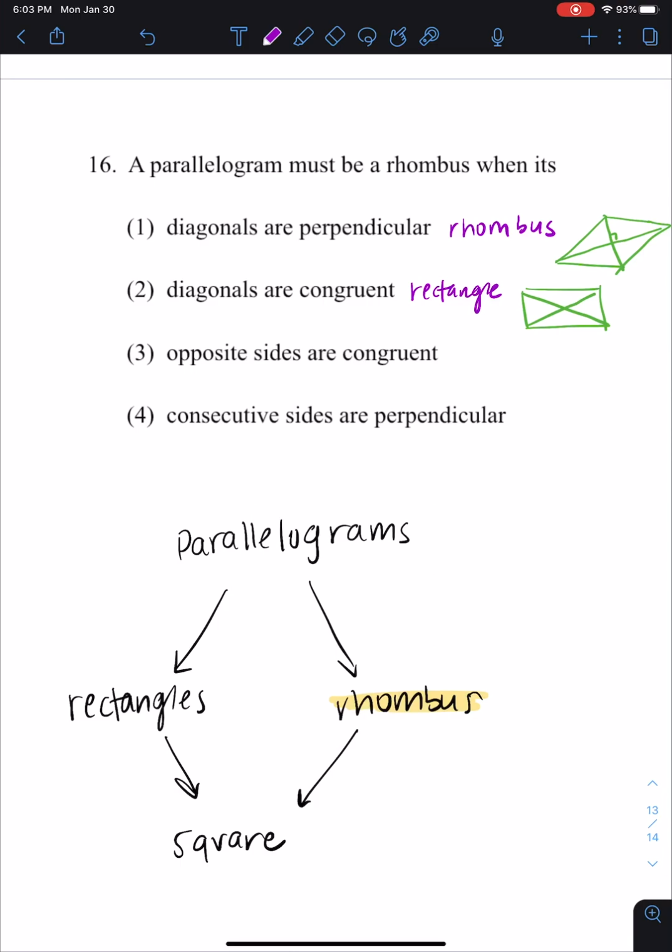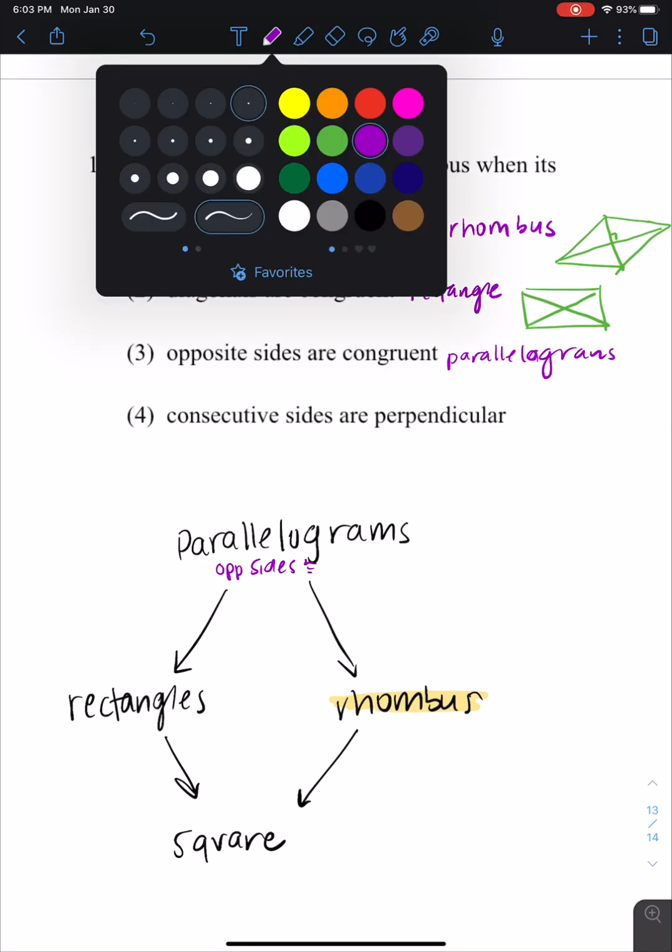So opposite sides are congruent. This one could be tricky because this is true of all parallelograms. So this is a property that would fall under all parallelograms. So this is true of a rhombus, but it doesn't specifically make it a rhombus. It just makes the shape a parallelogram.